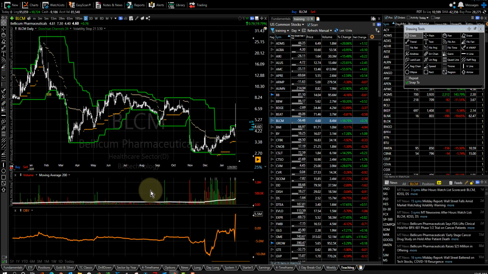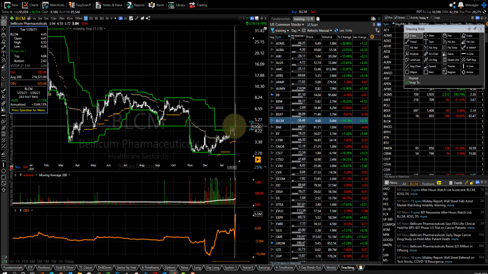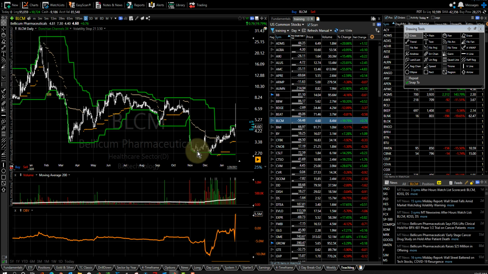A lot of volume coming in here. Stocks going up. On balance volume's going up. There's your breakout right there. Maybe you'd be long this one at 460. I don't particularly like this chart.